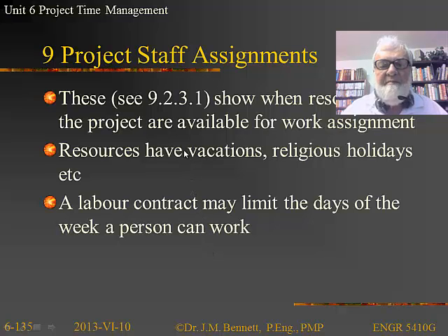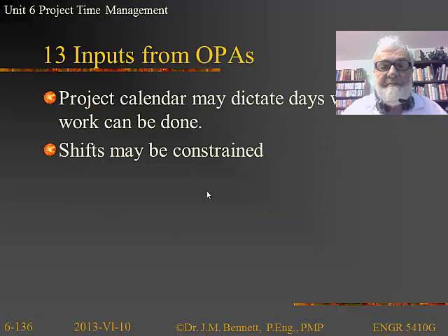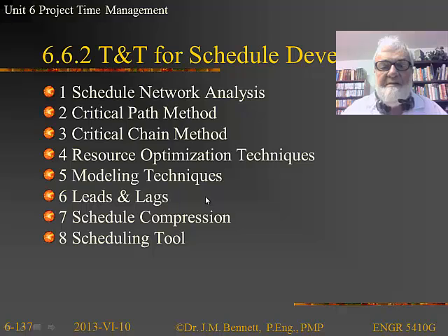For the project staff assignments, and we'll talk about this more in Unit 9, we need to know when the resources are available for work assignments. And of course, resources have their own calendars with vacations and religious holidays and things like that. Labor contracts may limit the days a week a person can work. In fact, one of the biggest constraints in any project is the relationship with the union and what the union will let us do or not do. OPAs will give us project calendars to dictate when no work can be done. It may be that shifts can be constrained not to work on the weekends and that sort of thing.